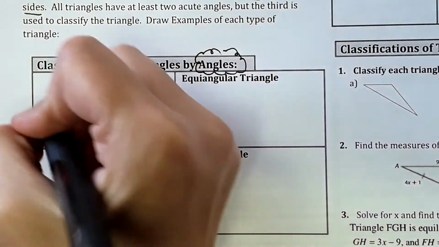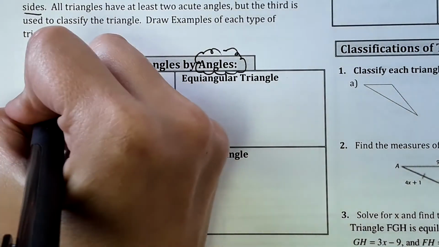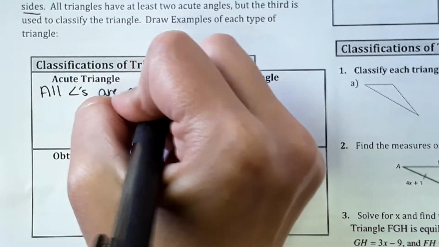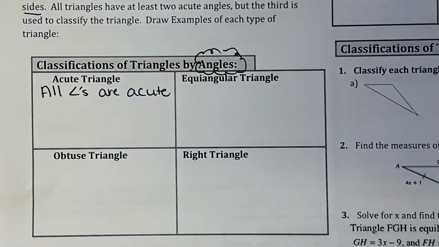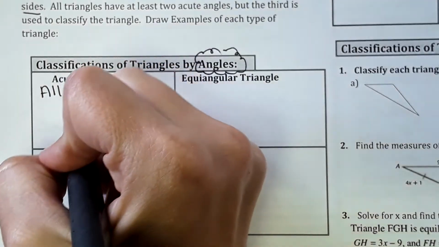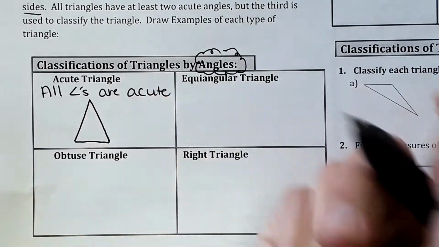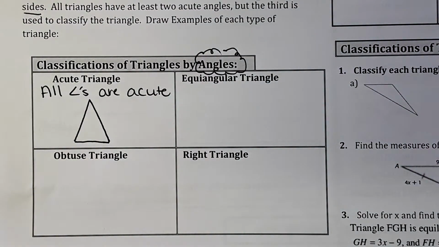Acute triangle is when all the angles are acute. All angles are acute. And how this might look might be like this. And all those angles are less than 90 degrees.